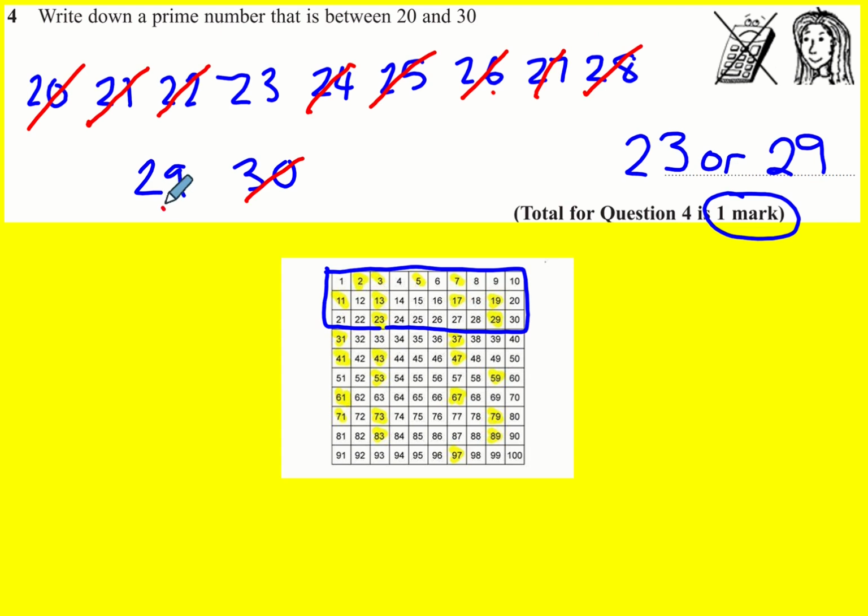And 29, well, yeah, that's pretty much it. You're left with 23 and 29. So yeah, they are your prime numbers.